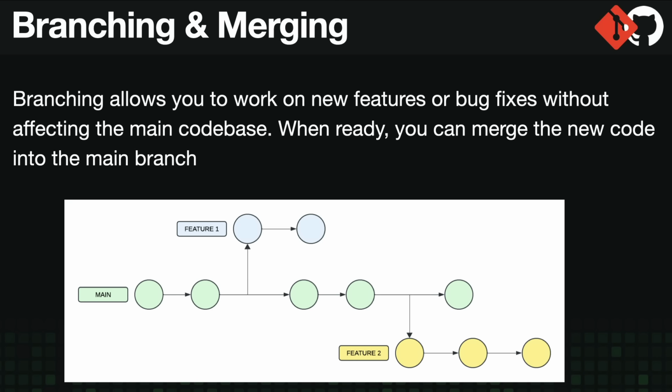Now, branching is a key feature of Git. It allows you to work on new features or bug fixes without affecting the main code base. So you can create a new branch, make a change, and then merge those changes into the main branch. And this is a common workflow in Git. And you can also create branches for different environments like production, staging, and development.